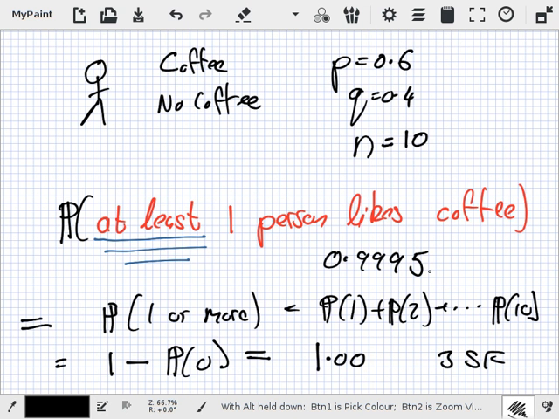Technically for the exam you should, because the exam requires students to give their answer to 3 significant figures. So 3 significant figures is this. So the 5 means you have to go up. The 4 changes, then it's 0.999. Okay, this one's okay?